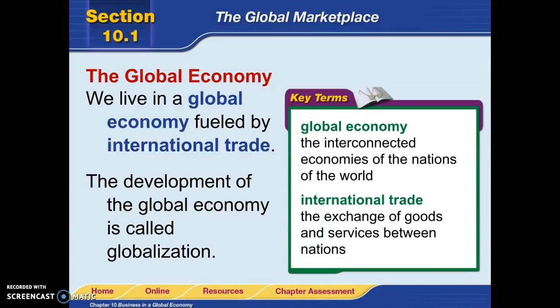for consumers. Now, a global economy is the interconnected economies of the nations of the world, whereas international trade is the exchange of goods and services between these nations. That's the imports and exports.